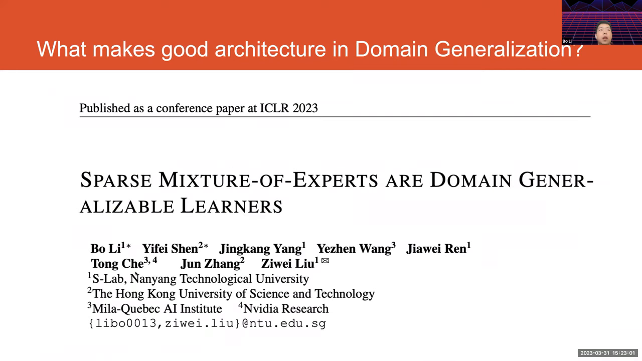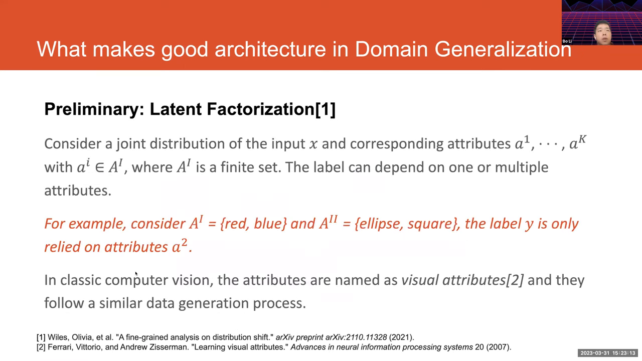And so this concludes our recently accepted paper, Sparse Mixture of Experts Are Domain Generalizable Learners. So how can we combine the architectures? How can we investigate domain generalization from the architecture perspective? I should first give some complicated preliminaries on some definitions.